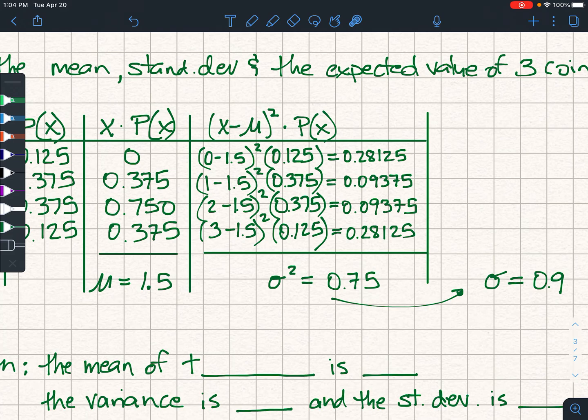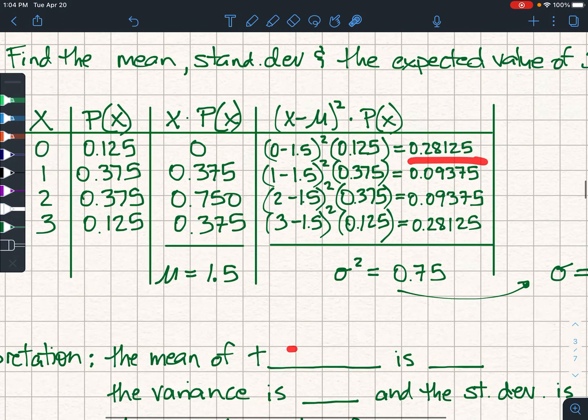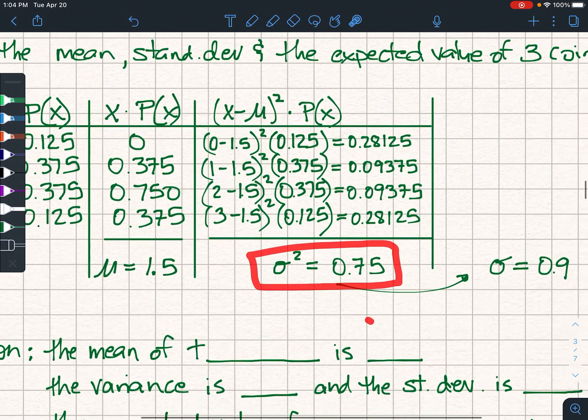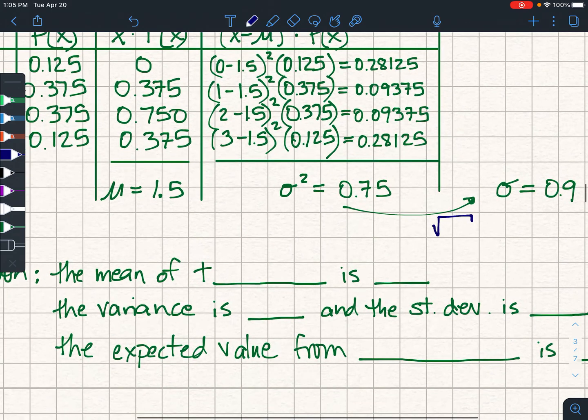Then over here to calculate my variance, I take each x item, random variable, x minus my mean, square that result, multiply it times the probability, and that gives me 0.28125. Add these all up, and that gives me what we would call my variance. Again, to go here, we take a square root, and that gives me my standard deviation, 0.9.